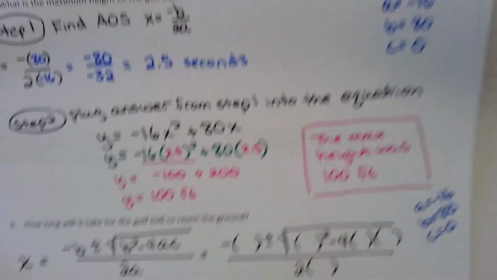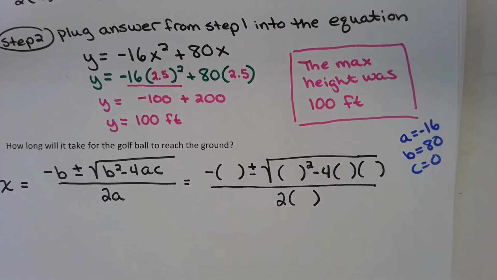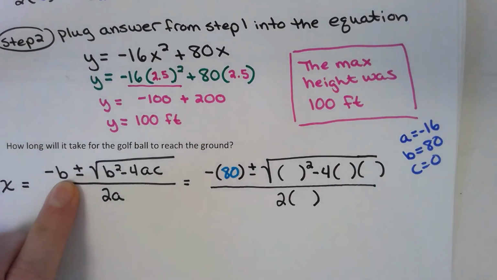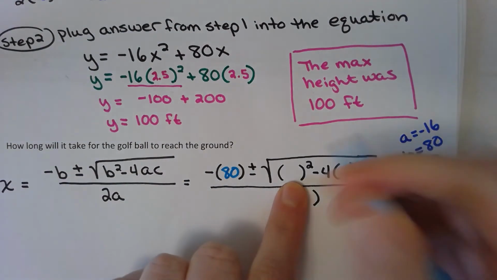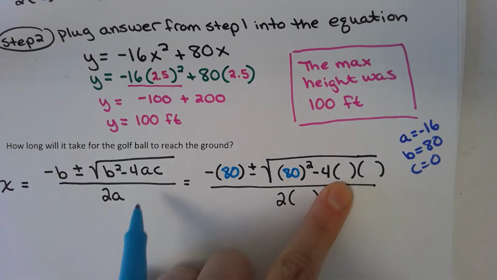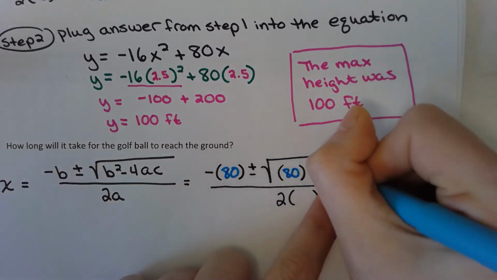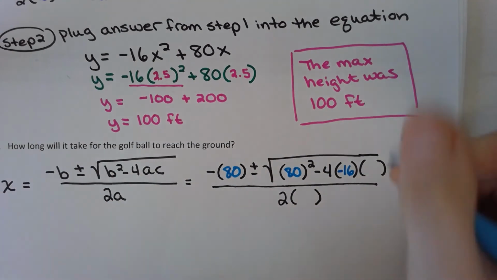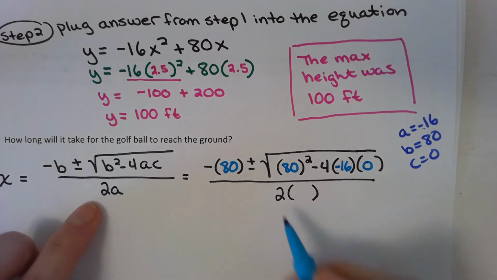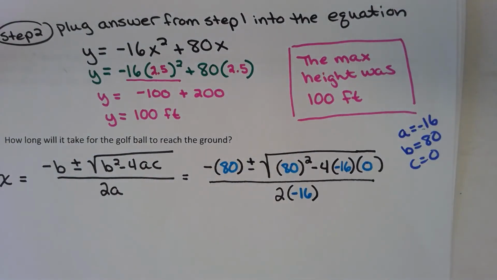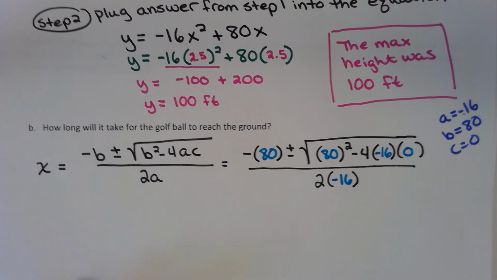Okay, so now we need to plug in some values. The first letter that goes right here is your B value. That's got to be 80. Right here, I have B squared again, so that would be 80. And then I have my A value. Well, my A value is negative 16, and my C value at the end right there is 0. On the bottom, I've got 2 times A, which means 2 times negative 16. So now what we need to do is simplify this quadratic formula.